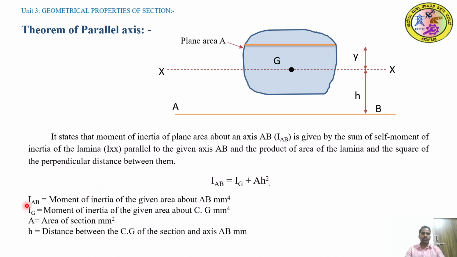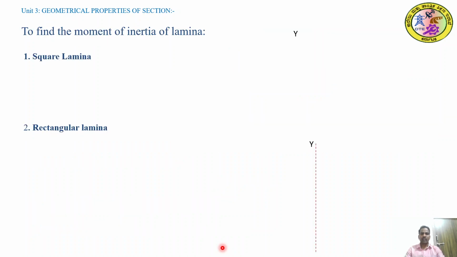Here the moment of inertia about the AB is measured in millimeter power 4. The moment of inertia about the x axis is in millimeter power 4 and the area is measured in millimeter square, and h is the distance between the center of gravity of the section to the axis AB, which is in millimeter. Now let's move on to the moment of inertia of the lamina.